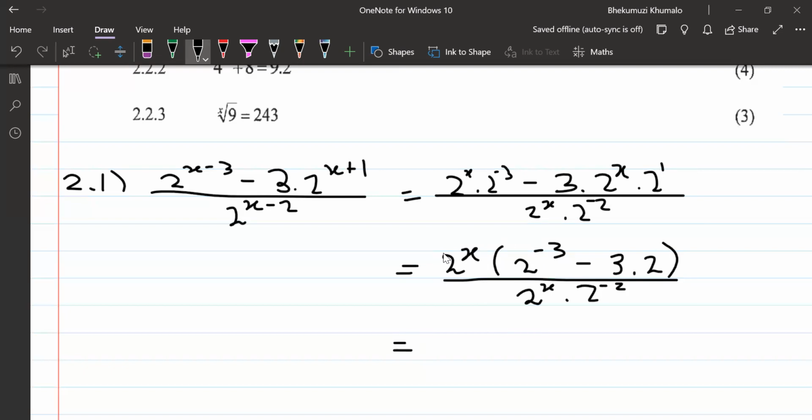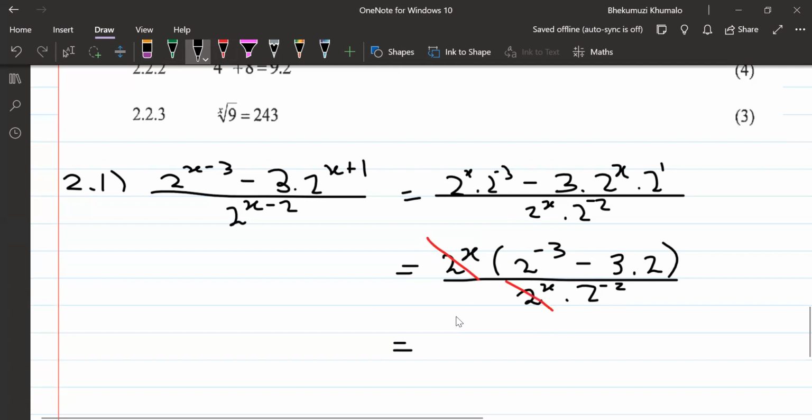Because of that, we can actually cancel out, because this is multiplying everything else. It's not a term anymore. Now we actually have two things, two values, because 2 to the power minus 3 minus 3 times 2 is some value, right? So it's some value times 2 to the power x. So now we can actually cancel out 2 to the power x and 2 to the power x at the bottom, correct?